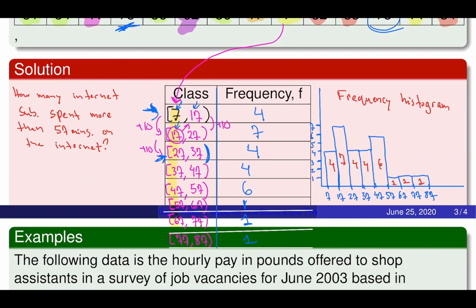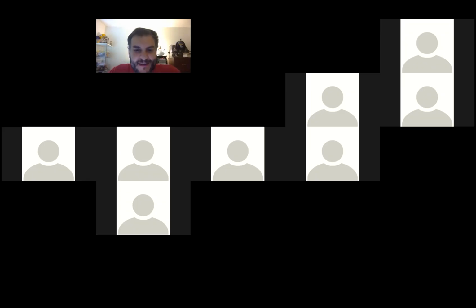Give me a minute. Let me stop sharing and reconnect it because it lost connection.